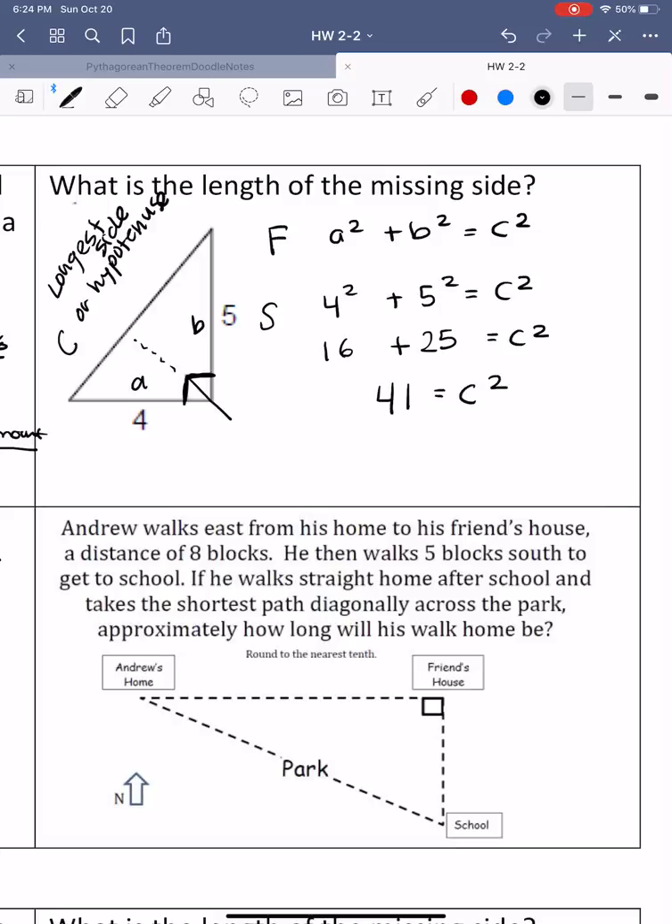And once again, we're looking for C by itself. Since I can't just erase the squared, I'm not allowed to do that, I have to keep it there. We have to take the square root of both sides, and we'll be left with our answer for C.